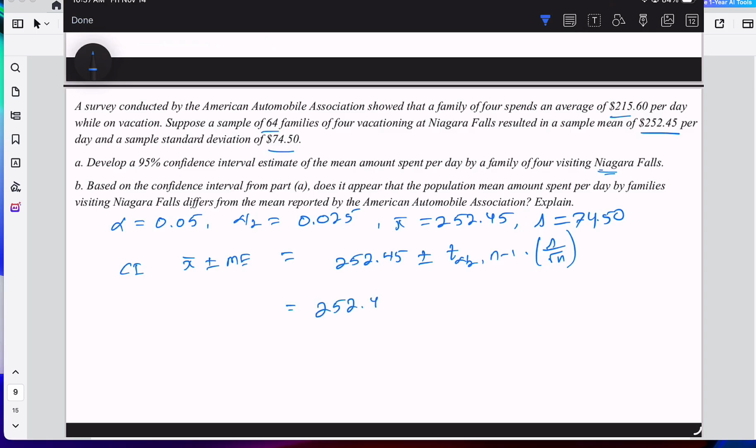So $252.45 plus or minus t alpha by 2, 63, times our sample standard deviation, 74.5, divided by the square root of our sample size, 64. So let's see how we can calculate or obtain our t with the tail area of alpha by 2 and the degrees of freedom 63. To look up a corresponding t-stat with the tail probability of 0.025 and the degrees of freedom being 63, we can use JMP.